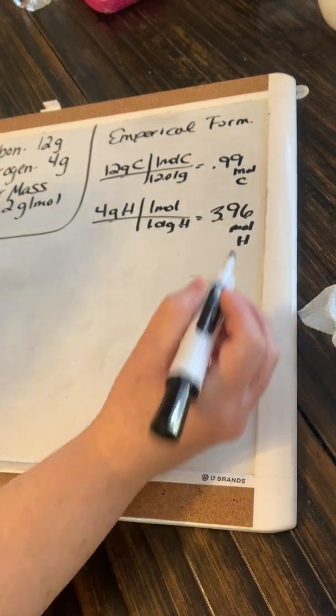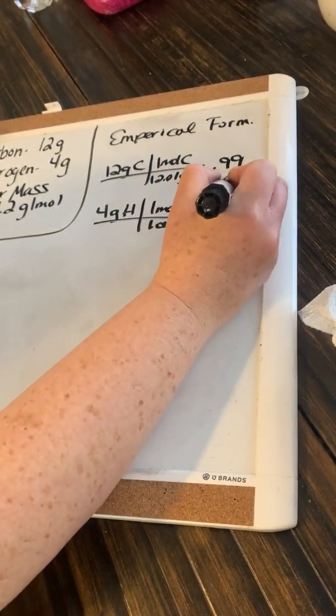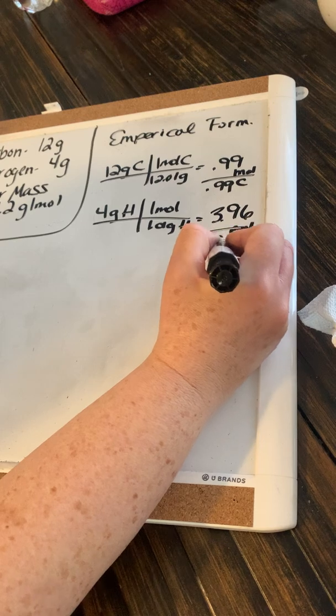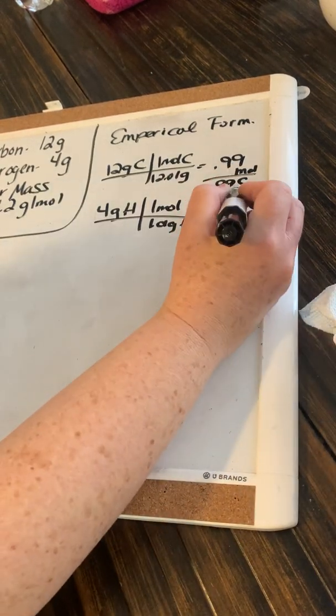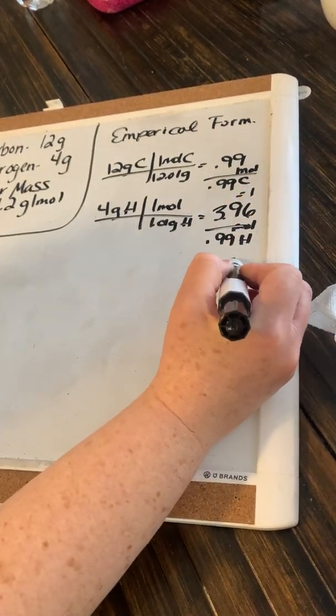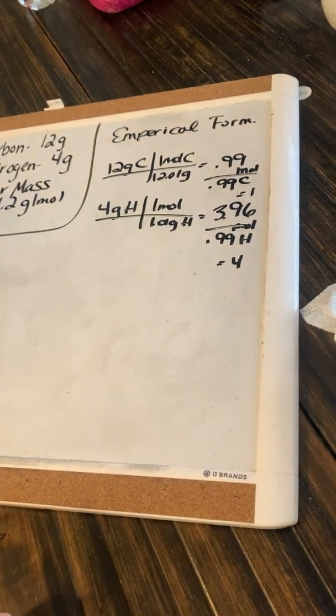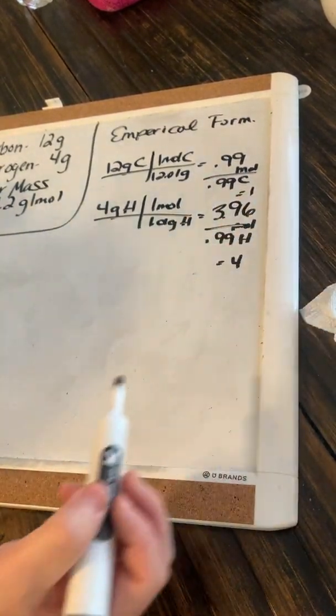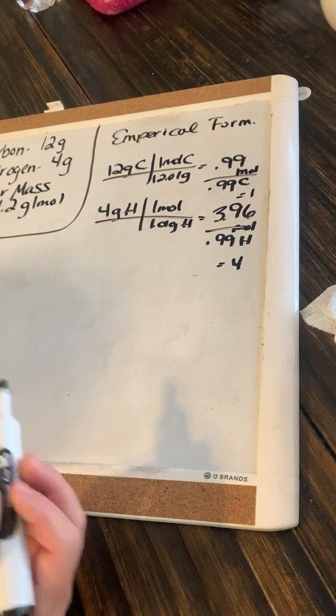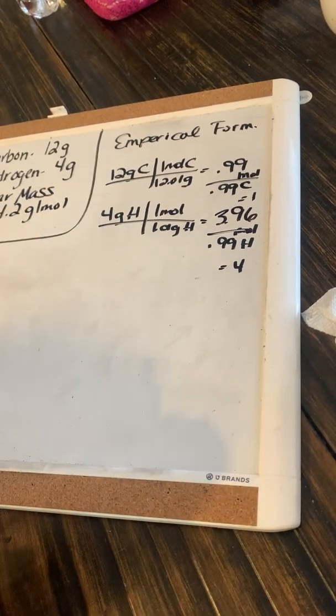Okay, now we have to divide by small. To divide by small, you divide by 0.99. Here you're going to get about 1. Here you're going to get about 4. Those come out to be almost whole numbers, so you don't have to multiply to whole because they already are whole.